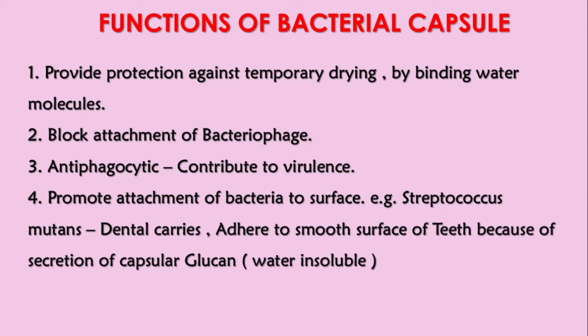Another important function is that they promote the attachment of the bacteria to surfaces. For example, Streptococcus mutans, which is responsible for dental caries, is a capsulated one. It can adhere to the smooth surface of the teeth because of the secretion of capsular glucan, and this capsular glucan is water insoluble. That's why it is able to cause dental caries in human beings. So these are some important functions of the capsule to the bacterial cell.